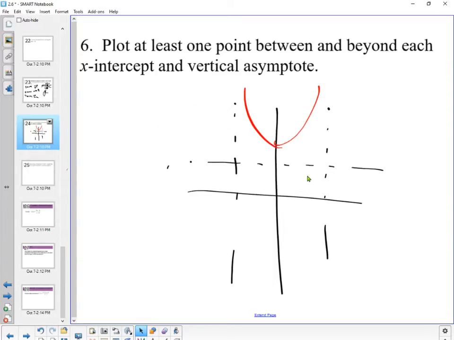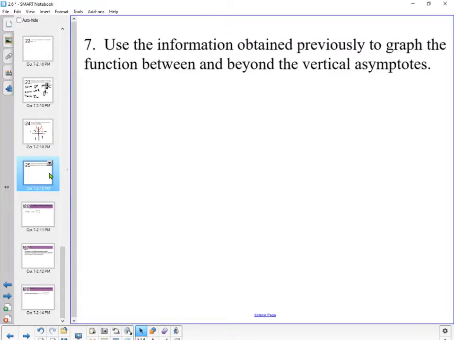But this is what it's saying. Pick some point between all the regions here. See if there's pieces over here, pieces over there. Where are the pieces of my function? Okay. And then 7.